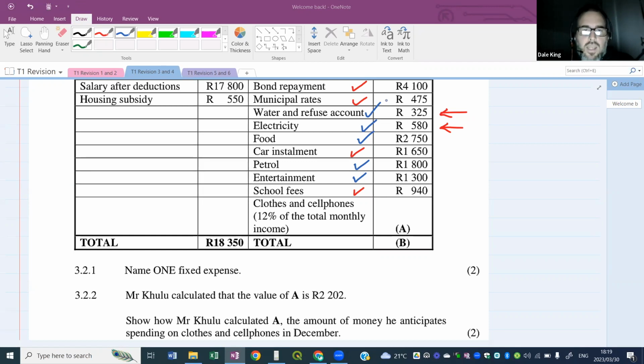All right, let's read it again. It says clothes and cell phones are 12% of the total monthly income. Okay, so work that out and make sure that you get 2,202. We should get that value. If you guys are getting it, then give me a thumbs up or a yes. And then I need one brave soul. Anybody to explain to us how they got 2,202 in this question. Put a thumbs up in chat if you're getting the answer.